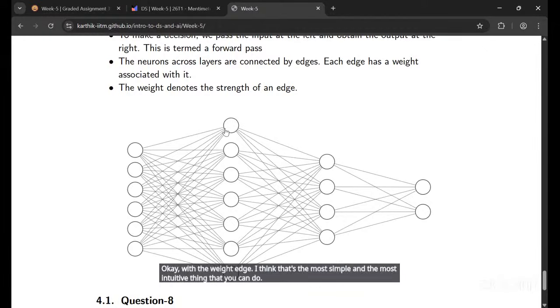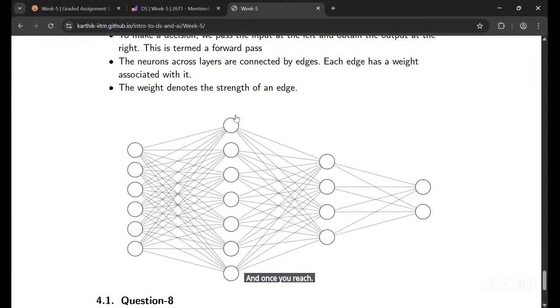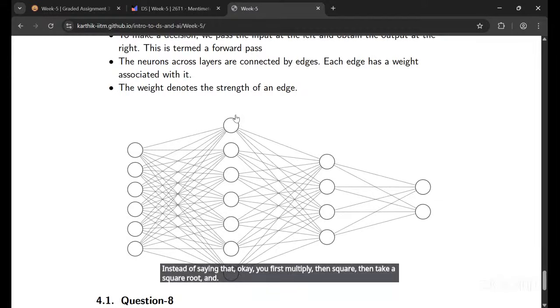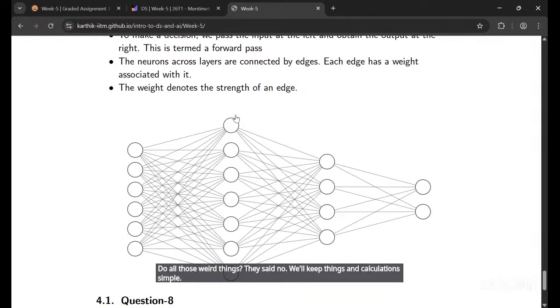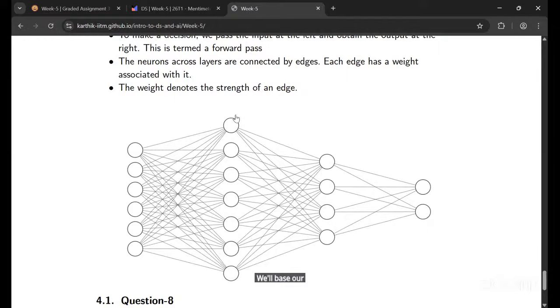And once you reach a subsequent neuron, you can simply add those up. There can be nothing more simple or raw than additions and multiplications. So neural networks were designed on a very simple principle. Instead of saying you first multiply, then square, then take a square root and do all those weird things, they said no, we'll keep the calculations simple. We'll base our processing only on a simple linear equation for all the calculations that we will do.